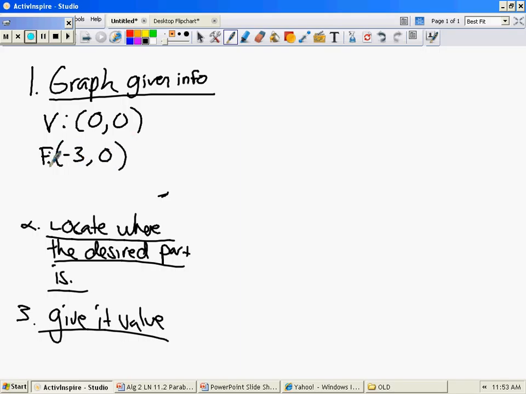Okay, so let's graph the given information first. 0, 0 is my vertex. My focus is negative 3, 0. Oh, I'm going the wrong way. Negative 3, 0 is to the left 3. Okay, now let's locate where the desired part is. I'm looking for the directrix.